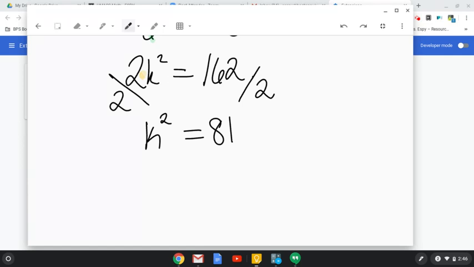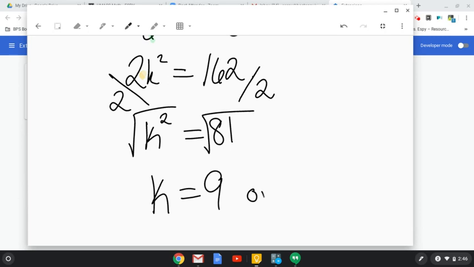You're good to go. So at this point, obviously, taking the square root of both sides is going to be the inverse operation to undo k squared. So k is left alone, and the square root of 81 is 9. Or, we didn't talk about this, or negative 9, because negative 9 times negative 9 equals 81.